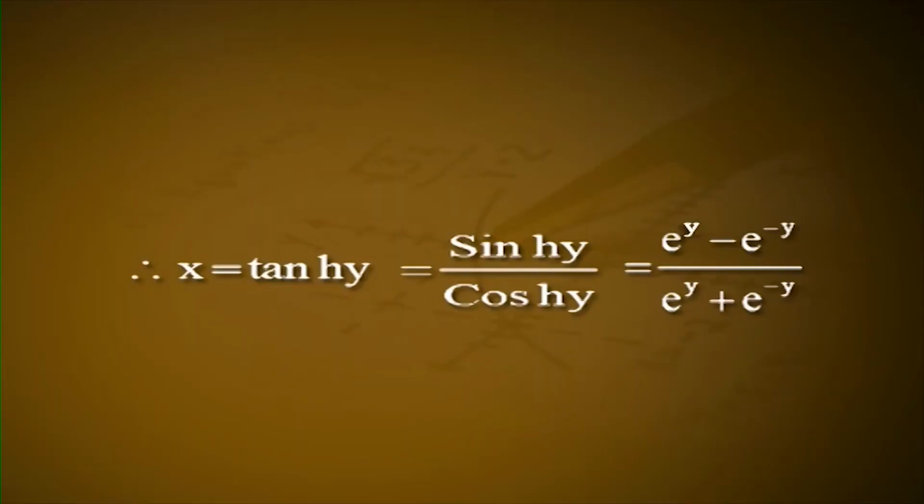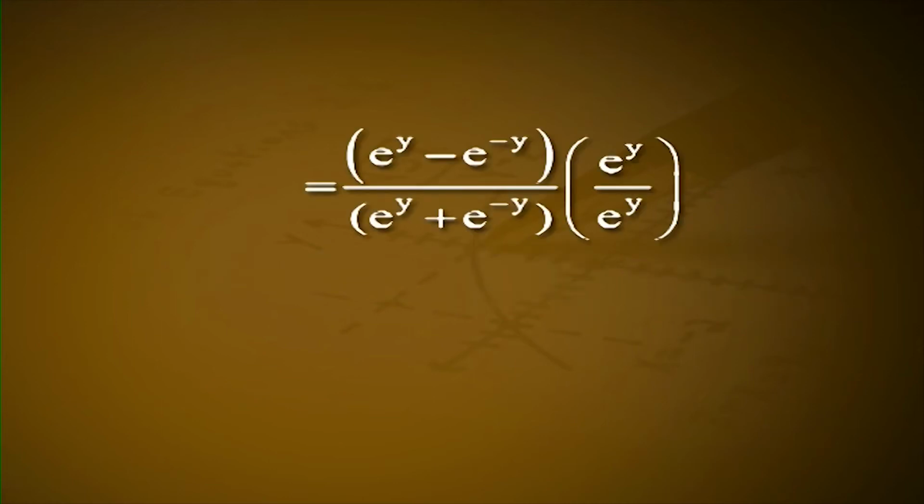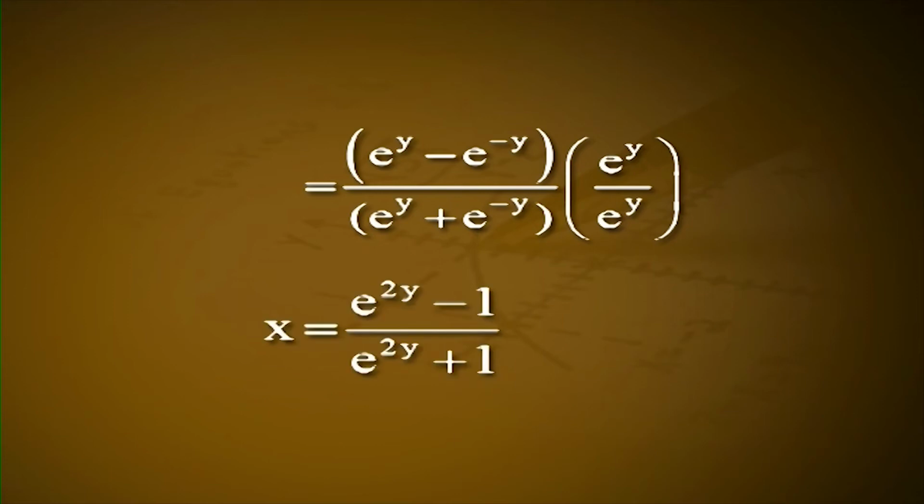Therefore, x is equal to tan h y, which is equal to sin h y divided by cos h y, is equal to e raised to y minus e raised to minus y all divided by e raised to y plus e raised to minus y, is equal to e raised to y minus e raised to minus y all divided by e raised to y plus e raised to minus y into e raised to y divided by e raised to y. Therefore, x is equal to e raised to 2y minus 1 all divided by e raised to 2y plus 1. Therefore, x into e raised to 2y plus 1 is equal to e raised to 2y minus 1.